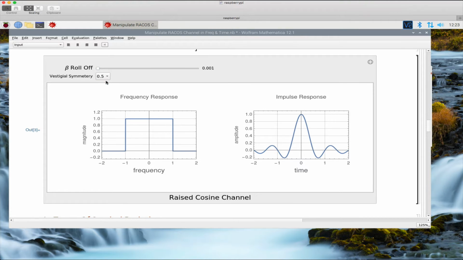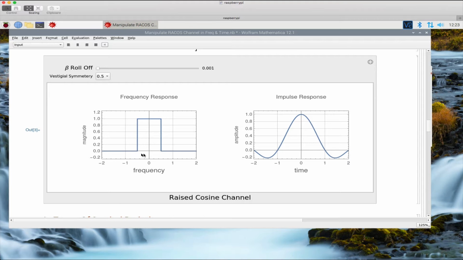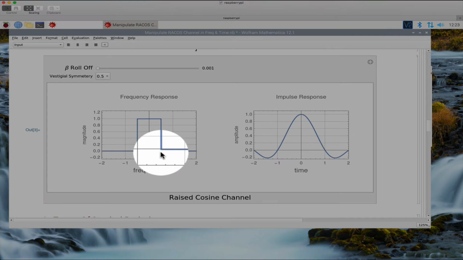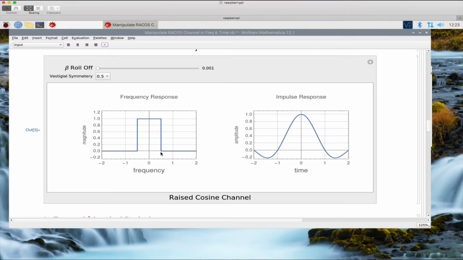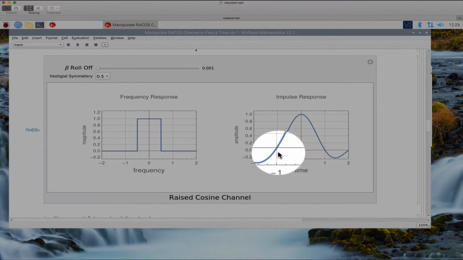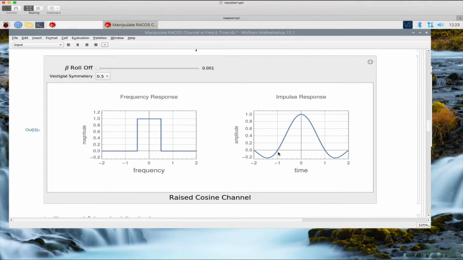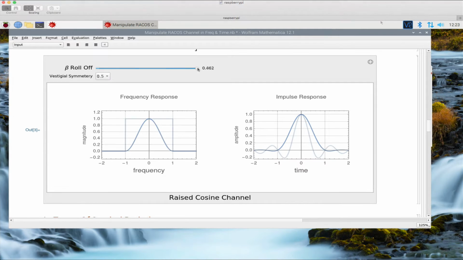Setting the bandwidth or vestigial symmetry to 0.5 causes the time domain response to have zero crossings at multiples of 1. As expected, increasing the roll-off dramatically reduces the tail of the sinc pulse.